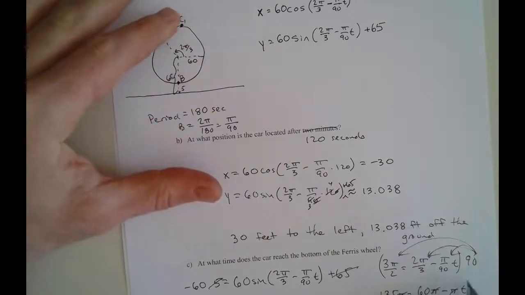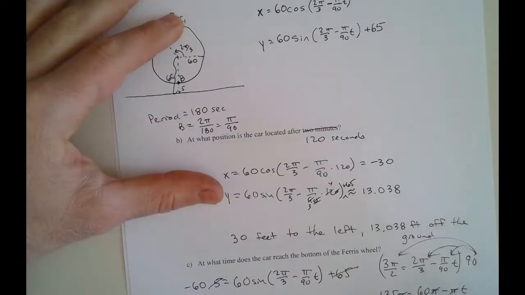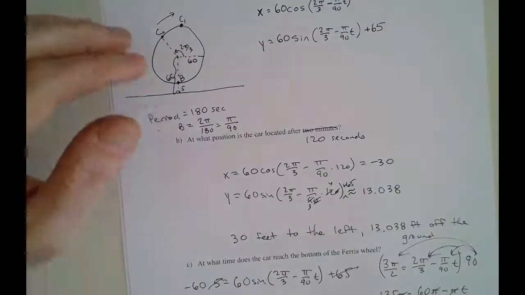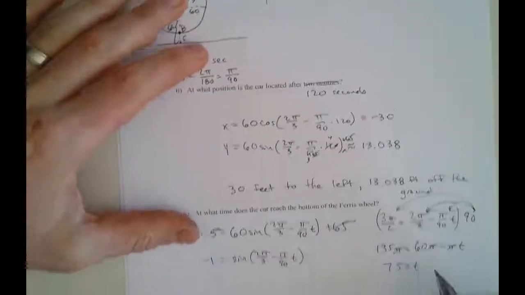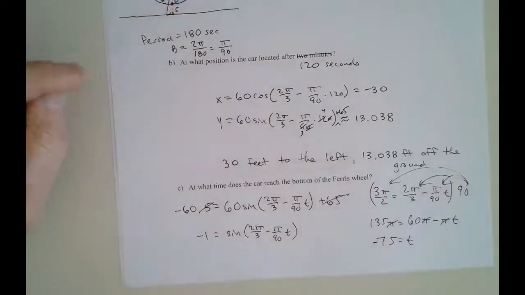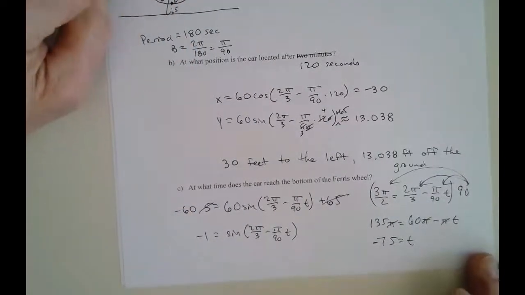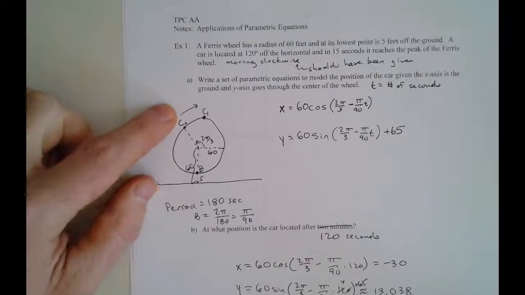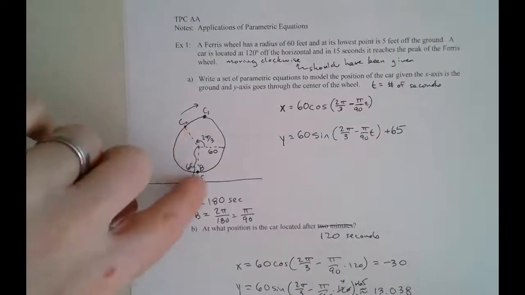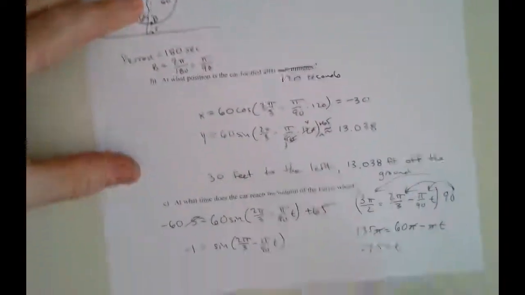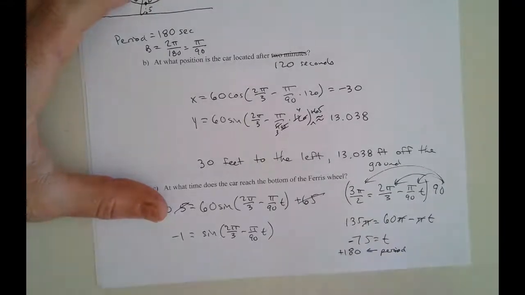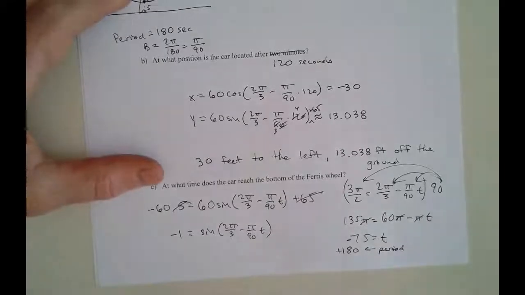Let me make sure that I got all my signs right there. Yep, all the signs look good. Okay, so this was a negative though. So that's just saying, hey, I went back in time by 75. So if I had 75 seconds before the beginning, that's when I would have been there. I'm just going to add 180 to it because that's my period. So remember, it's going to happen over and over again. It spins around. I just want to make sure I'm considering what time going forward.